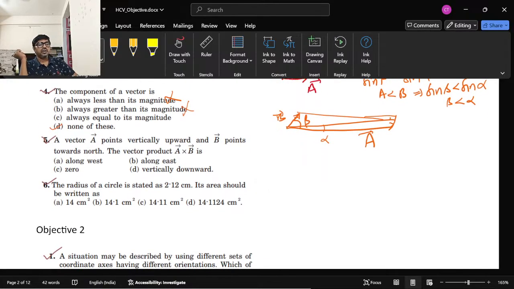Fifth question. Vector A bar points vertically upwards and B bar points towards north. Acha. The vector product A bar cross B bar is.